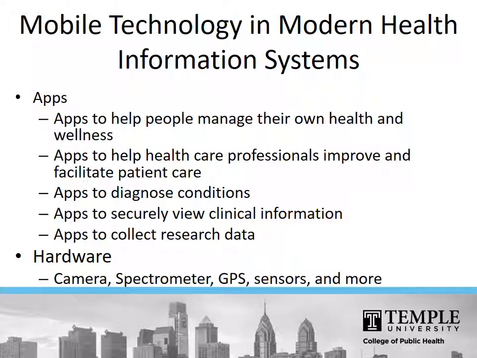They can be apps to help people manage their own health and wellness, to help healthcare professionals improve and facilitate patient care, diagnose conditions, securely view clinical information, such as in Epic MyChart or Cerner's equivalent, and apps to collect research data, such as REDCap. And then there's also hardware. So things like cameras to be able to detect changes, whether it's a skin lesion or something in your eye or anything like that. A spectrometer, GPS, sensors, and other types of hardware. And there's many other types of categories.